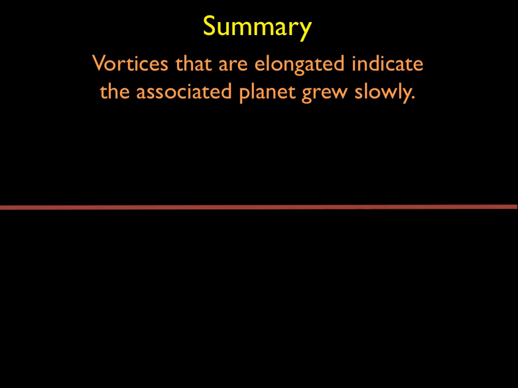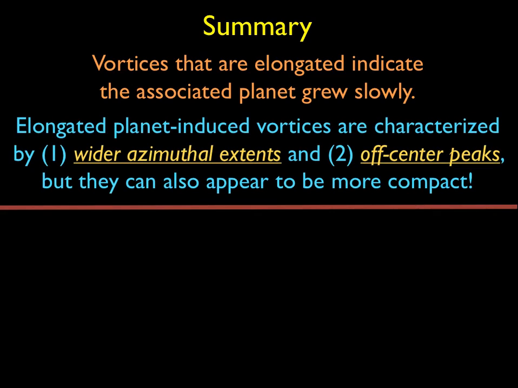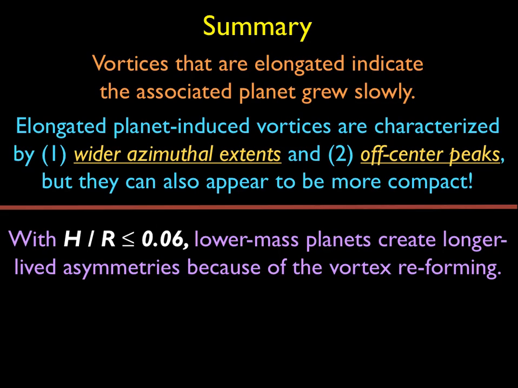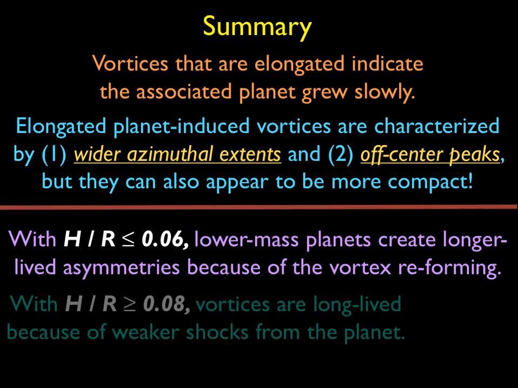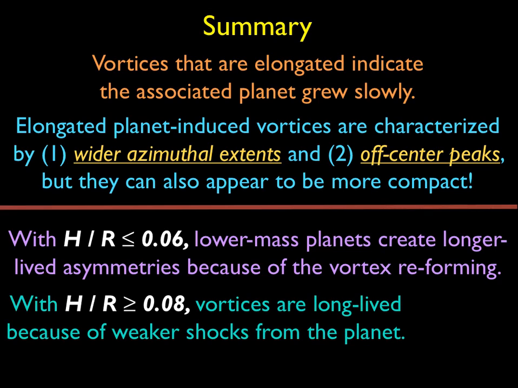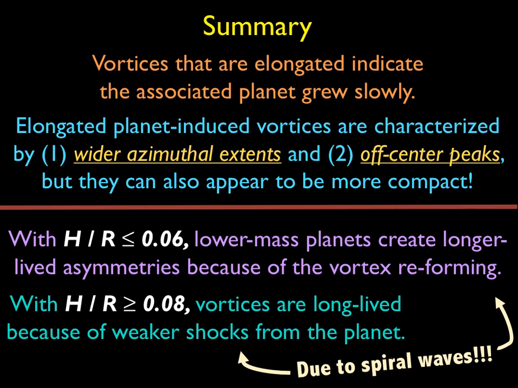So to summarize, vortices that are elongated can indicate the associated planet grew slowly. These vortices are often characterized by large azimuthal extents and off-center peaks, but they can also look more compact. With h over r of 0.06 or less, low-mass planets actually generate longer-lived asymmetries than Jupiter-mass planets because the vortex can reform. And with an even higher h over r, the initial vortex might not die at all because the shocks from the planet that normally kill it are too weak to do so. And if you read our paper, you'll see that both of those effects are due to the planet's spiral waves.